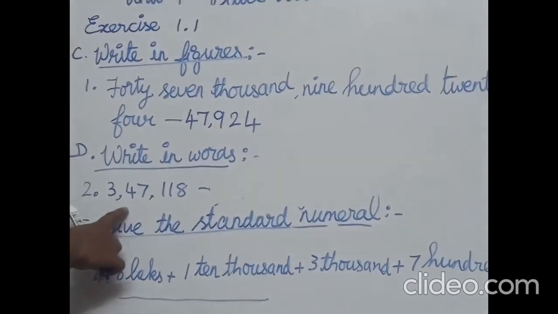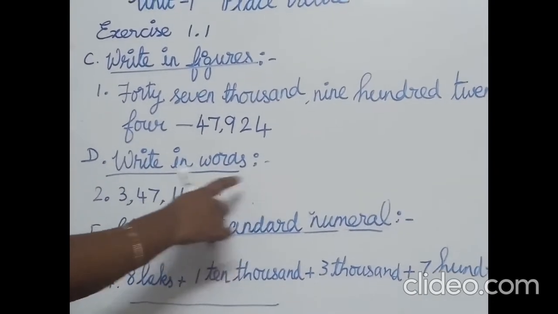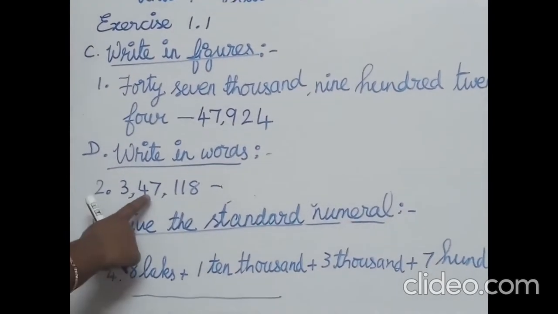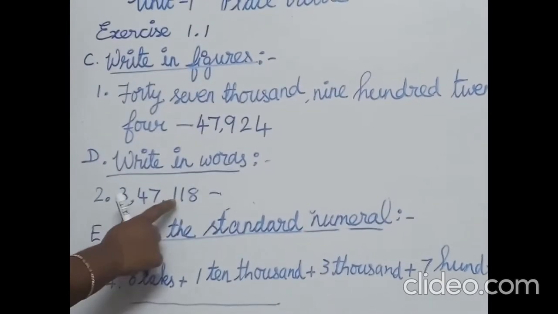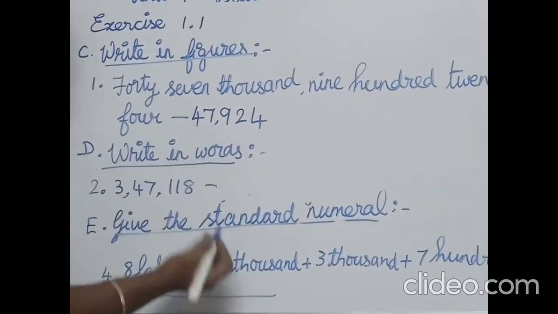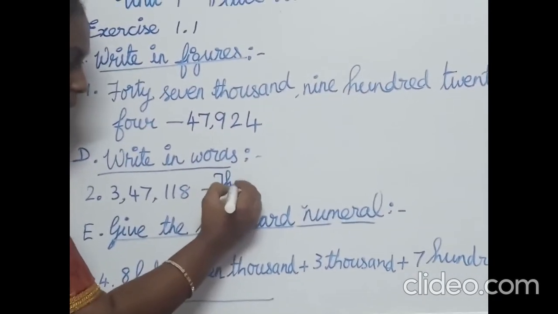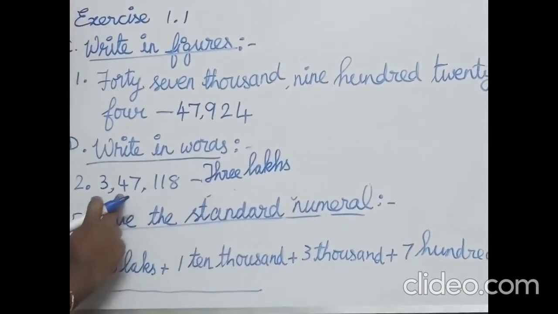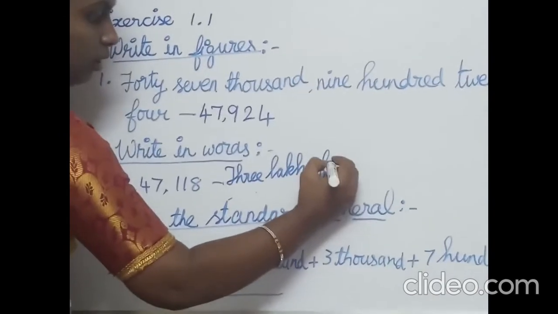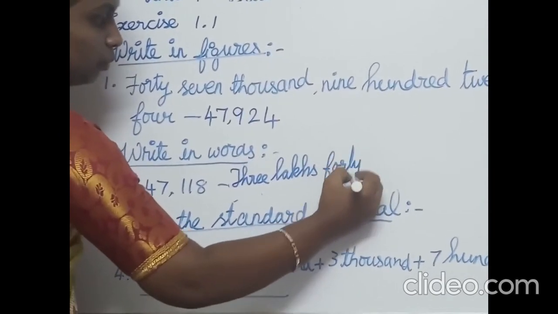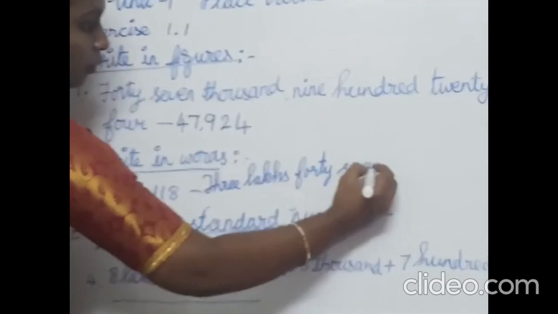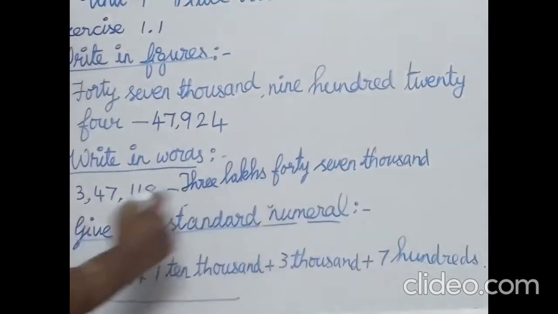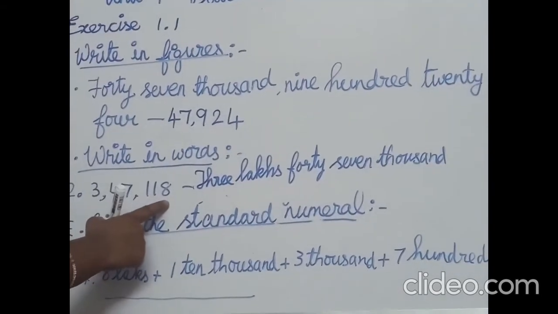Coming to the D1, write in words. They given in a figures. We are going to write a words for that. First you read the question. 3,47,118. You start write it 3 lakhs. Next 47,000. Next 118.